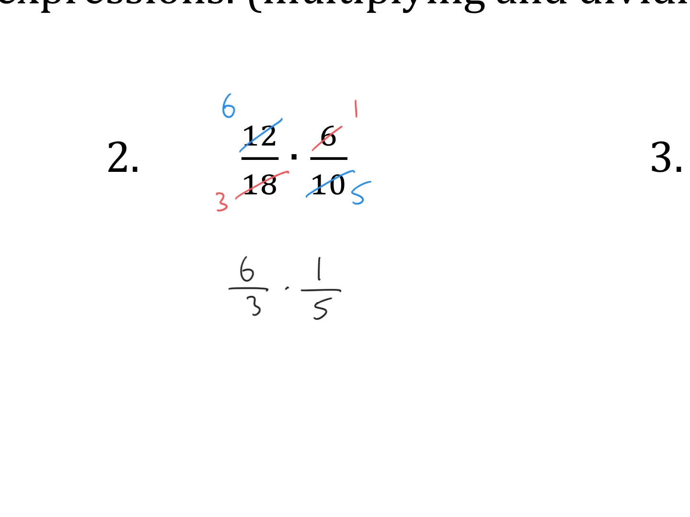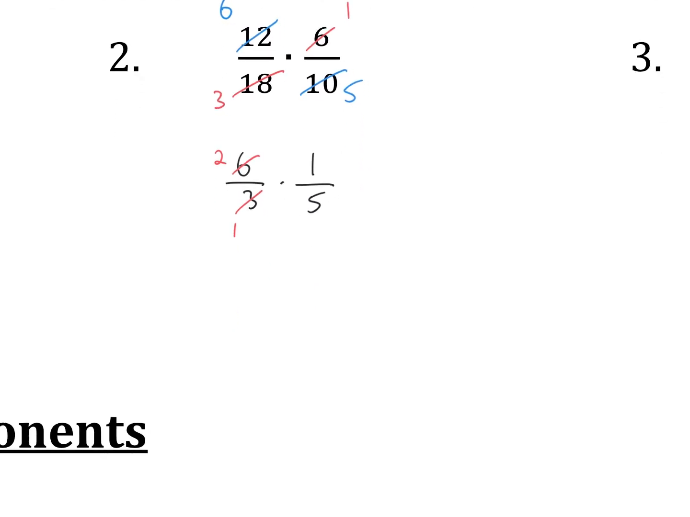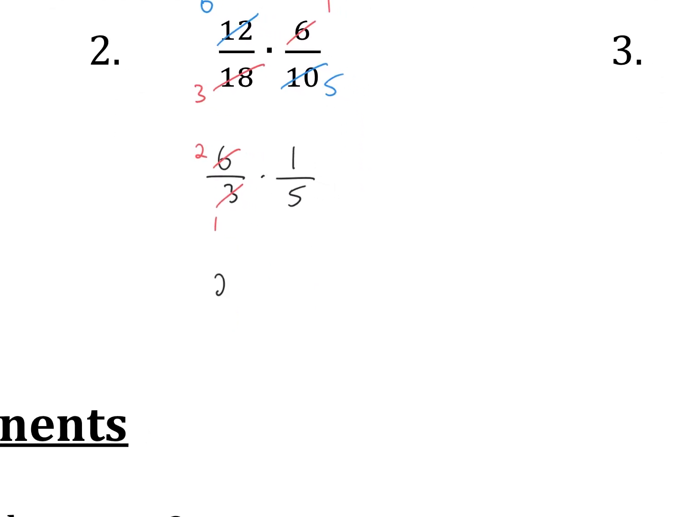Okay, can we do any more canceling diagonally? No. How about vertically? Yeah. What number goes into 6 and 3? 3 goes into 3 once, 3 goes into 6 twice. So now what we have is 2 over 1 times 1 over 5. And now we're reduced as far as we can.